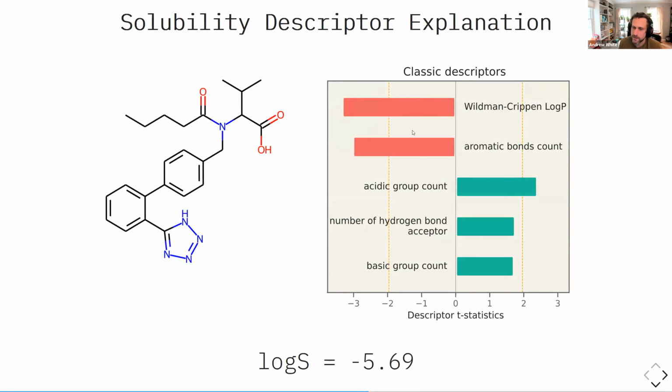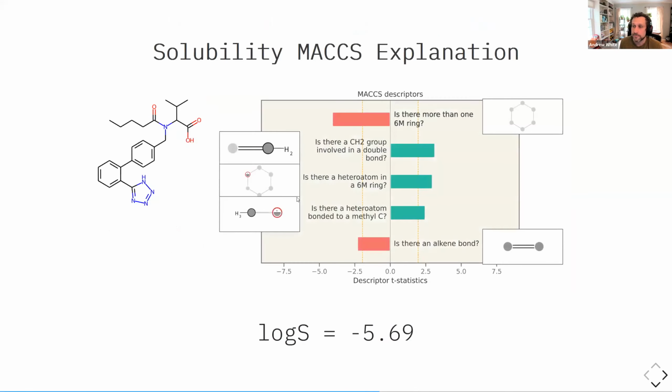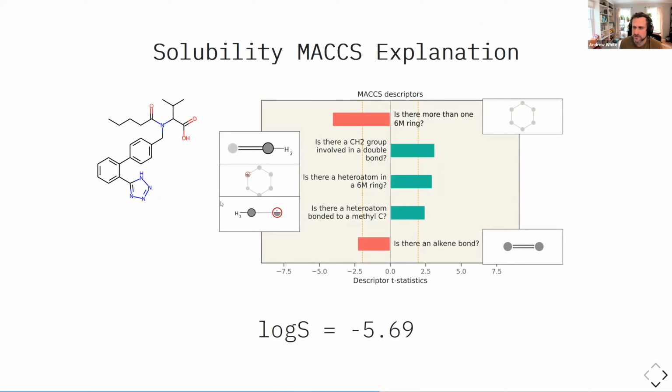For this specific molecule, remember, these are explanations for this specific molecule. The number of aromatic bond groups is important. The number of acid groups is important. The number of hydrogen bond donors and acceptors is important, and the basic group count is important. One of the cool things about this method, too, is that these bars are actually t-statistics. So we can use a p-value or a t-test to assess which descriptors are really important and which ones are kind of coincidental. Then we can map it to something called MACCS descriptors. MACCS descriptors are yes/no questions that a medicinal chemist might have about a molecule.